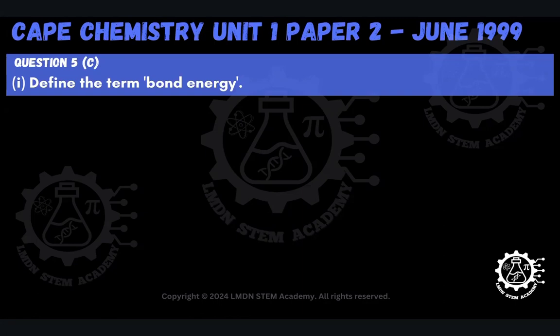In this video, we will be working on question 5 part C from the CAPE Chemistry Unit 1 paper 2 from June 1999. We are still on energetics, and so this specific question starts off by asking us to define the term bond energy, right?